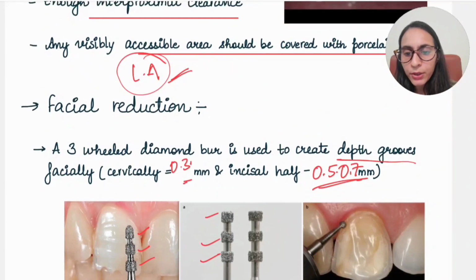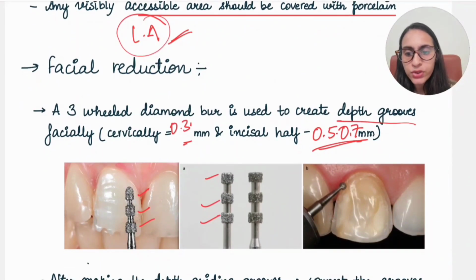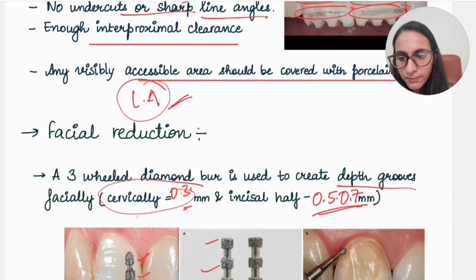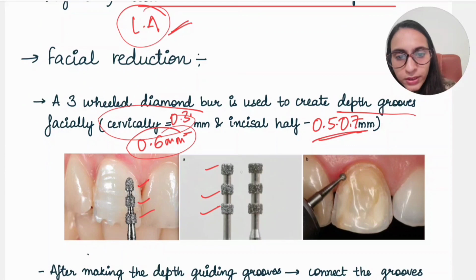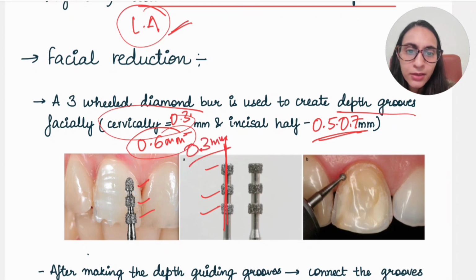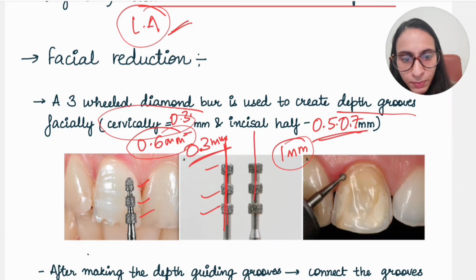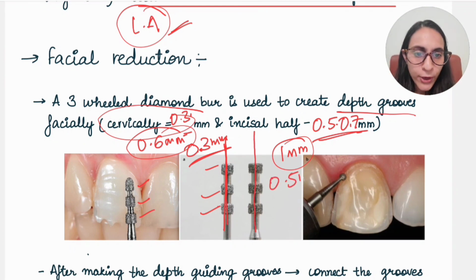Then the wheels on the burr do not have the same diameter. The wheel used cervically is narrower, that is a 0.6 millimeter diameter burr, and the wheel used incisally is different. You go to half of the burr. If it is 0.6 millimeter diameter, if you go to half of this burr, you get 0.3 millimeter of depth orientation groove. The one used for incisal is a 1 millimeter diameter burr, and if you go to half of this burr, it will create a depth orientation groove of 0.5 millimeter.